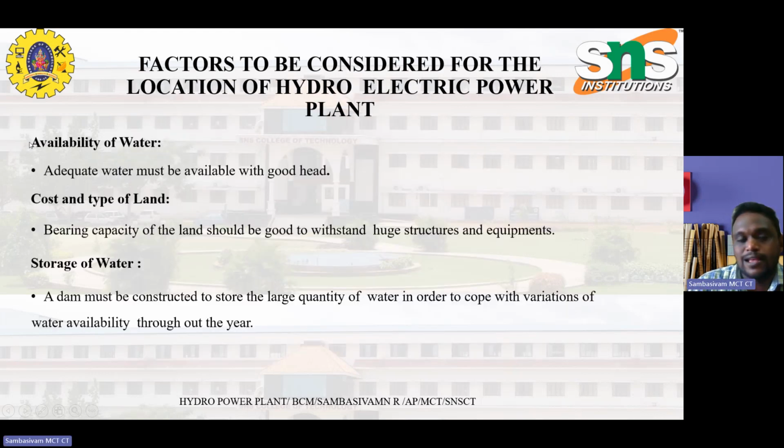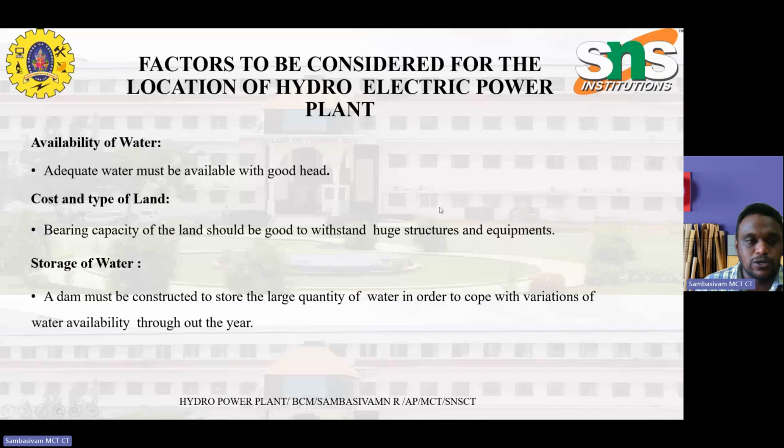While considering the location of a hydroelectric power plant, the following factors are to be considered. As I said earlier, a hydropower plant must always have an adequate supply of water. Adequate water must be available with a good head. Then the cost and type of the land: the bearing capacity of the land should be good enough to withstand the high stresses and the equipment.